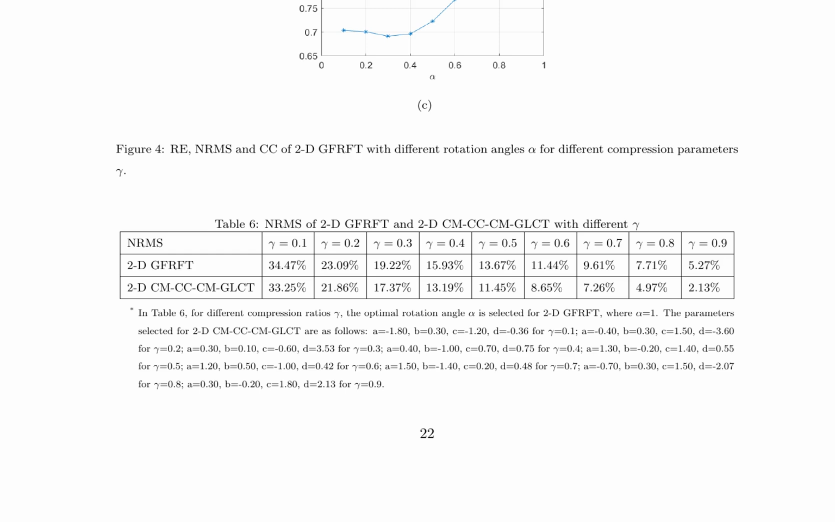The results show that 2D GFRFT generally outperforms 2D CM-CC-CM-GLCT in terms of NRMS, especially at higher compression ratios. The selected parameters for 2D CM-CC-CM-GLCT are detailed, demonstrating the algorithm's adaptability to different compression settings. This data provides insights into the performance of these algorithms under various conditions, crucial for optimizing image compression techniques.